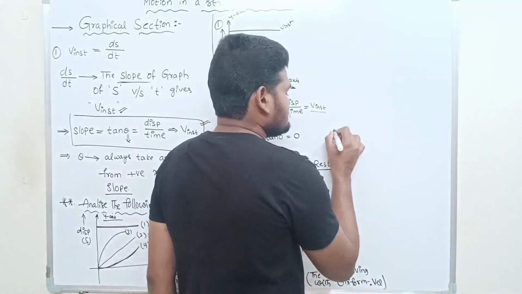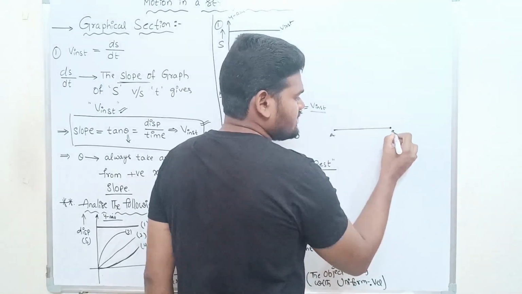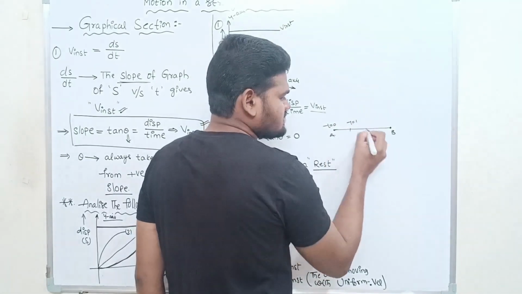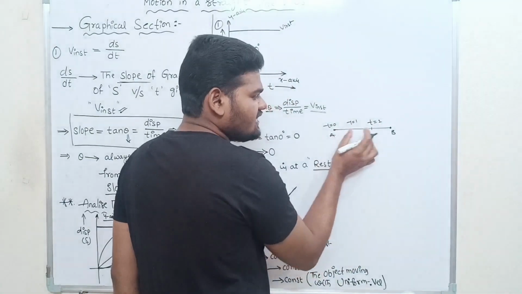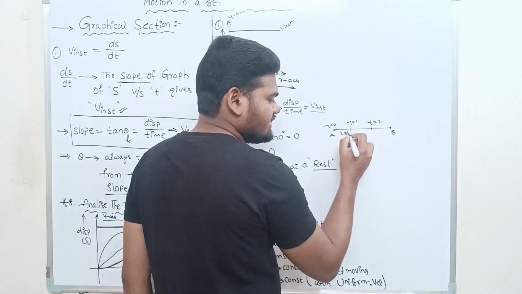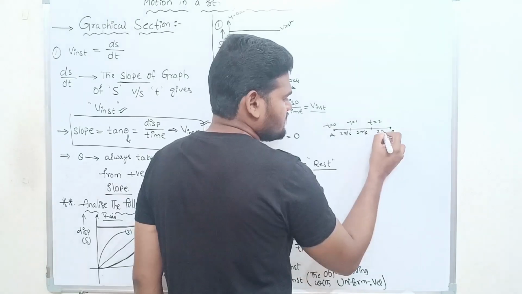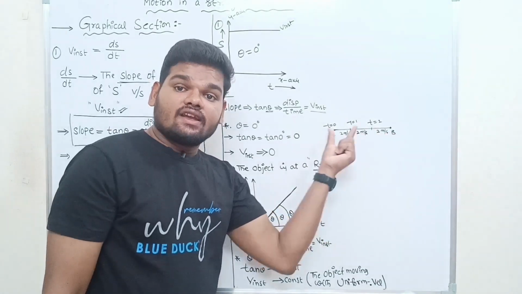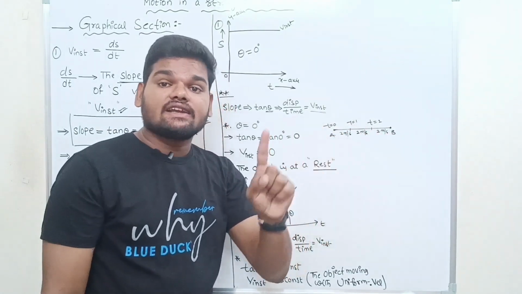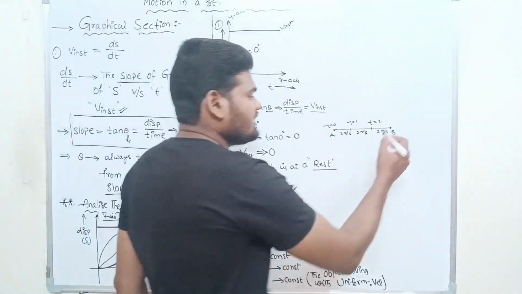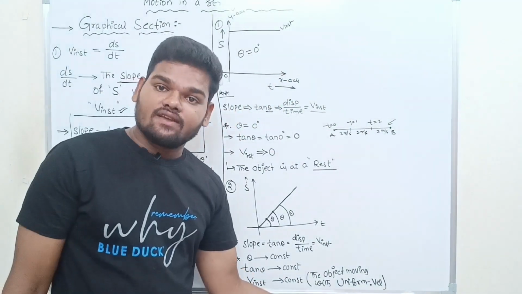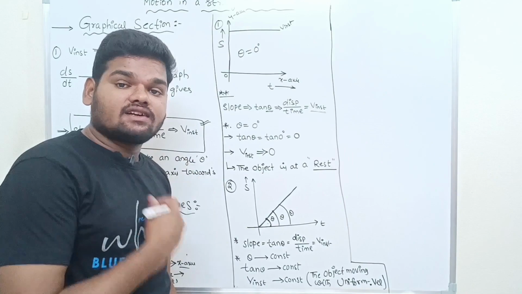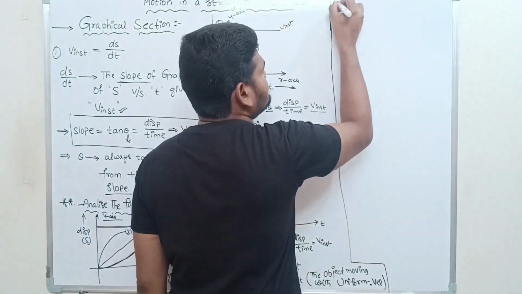Have a look. The object is moving from point A to point B. Uniform velocity means at time t equal to 0, t equal to 1, t equal to 2, in equal intervals of time, the velocity of the object remains the same: 2 meters per second, 2 meters per second, 2 meters per second. Are you getting? So this is called uniform velocity. Okay, I'm going to analyze the third slope. What is the third slope they are given?